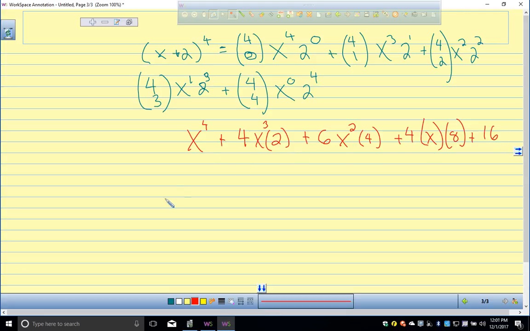Then you simplify a little bit more by multiplying the coefficients or the constants together. So 4 times 2 makes 8x cubed. 6 times 4 makes 24x squared. 4 times 8 makes 32x. And plus 16. And that's what you would get if you multiplied x plus 2 times x plus 2 times x plus 2 times x plus 2. Isn't that cool? How many have done that before? Oh, never mind then. I still got to teach you more.